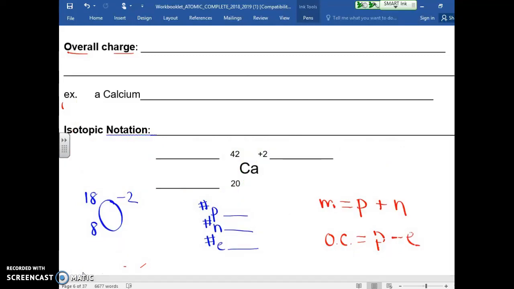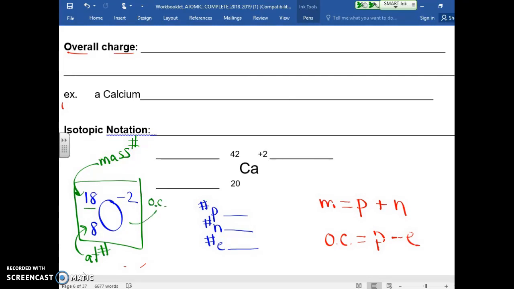I have a little time left in my allotted time in the video, so why don't we interpret this isotopic notation? Well, this is saying that this oxygen has a mass number of 18. It has an atomic number of 8, and it has an overall charge of negative 2. So what if I wanted to figure out how many protons, neutrons, and electrons there were in this particular atom? Well, the number of protons is easy. Remember, it's just the atomic number. There are 8 protons.